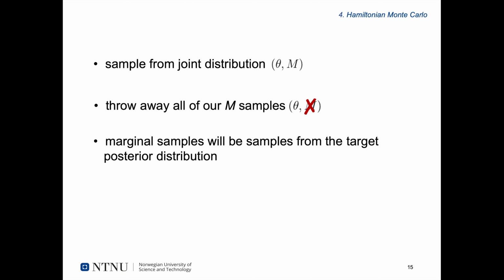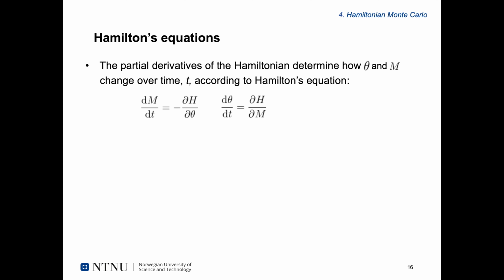So now the key question comes: how can we generate proposals or samples for theta and m? Hamiltonian Monte Carlo makes use of these two equations to describe how theta and m change over time. To be specific, the change of m over time is determined by the partial derivative of the Hamiltonian with respect to theta, and the change of theta over time is the partial derivative of the Hamiltonian with respect to m. I'm going to make an example.